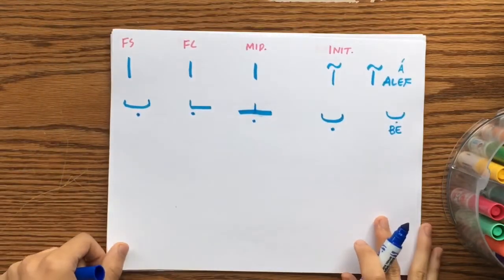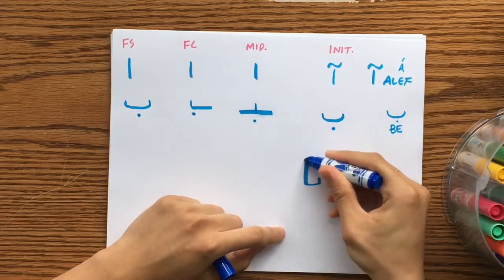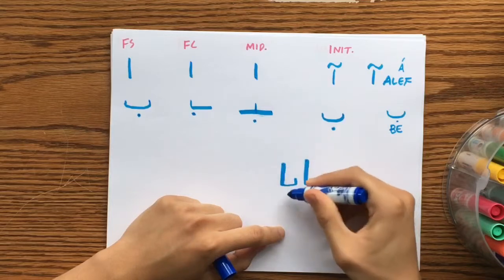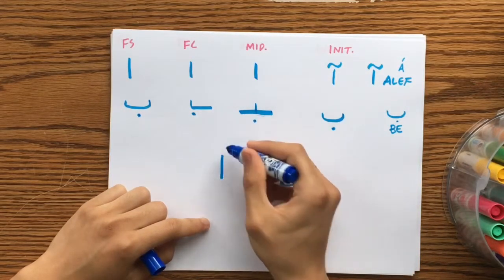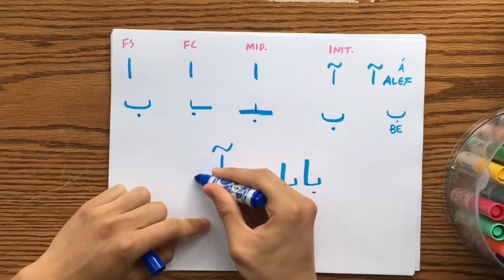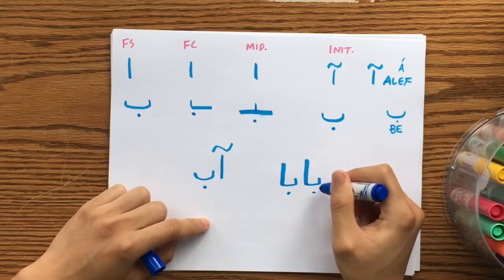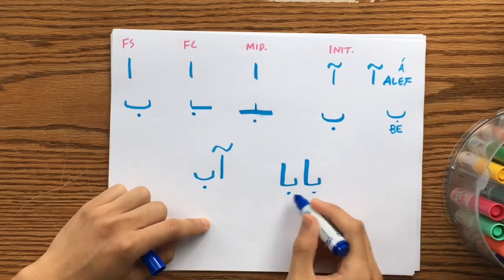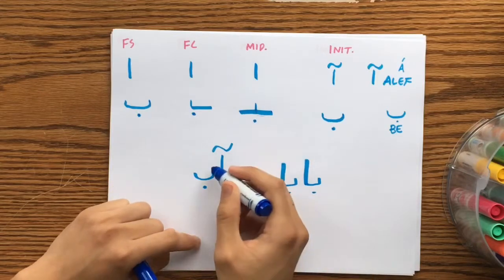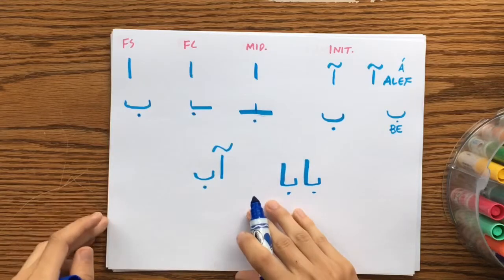So with the letters that we know, we can now write ba, which is the word for father. And we can also write ab, which is the word for water. So you can see from here that when Aleph connects from the right, you can actually connect it to the be. But when the be is on the left, you have to put the be in the final separate form.